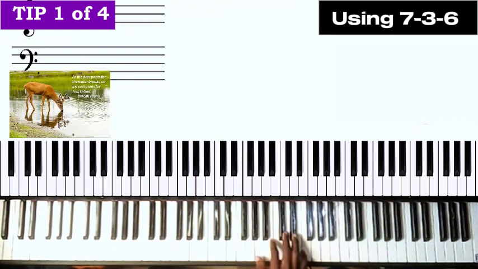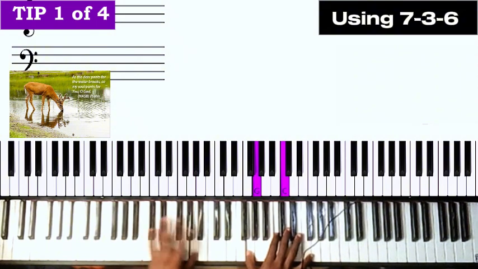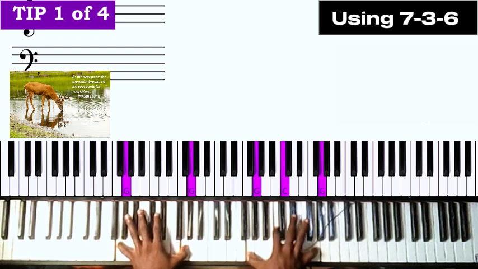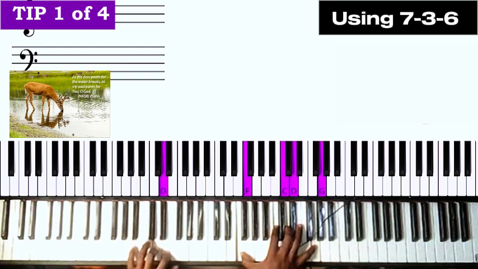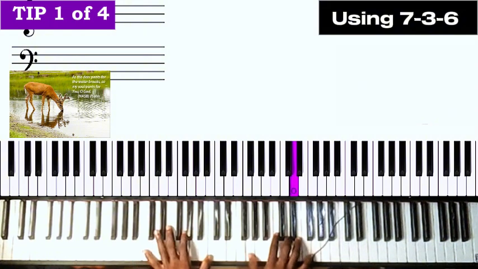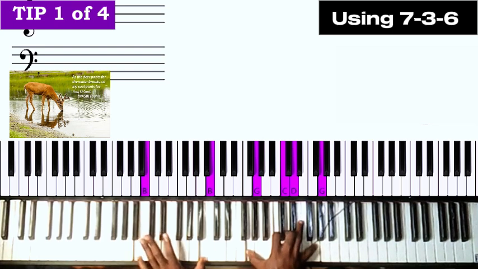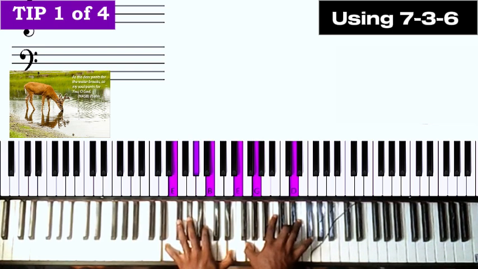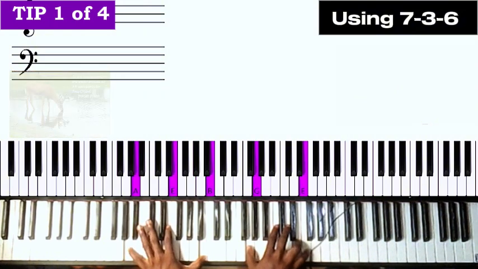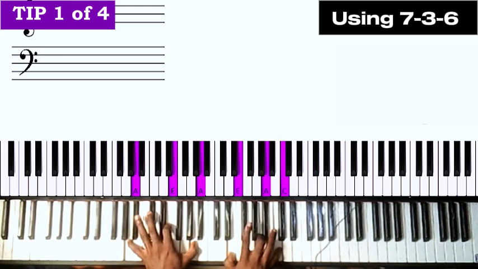Look at it in the song "As the Deer." So the key part we're emphasizing is this: as the deer. 7 and 3, okay, 3 and then 6. Okay, so in a nutshell, 7, 3, 6.